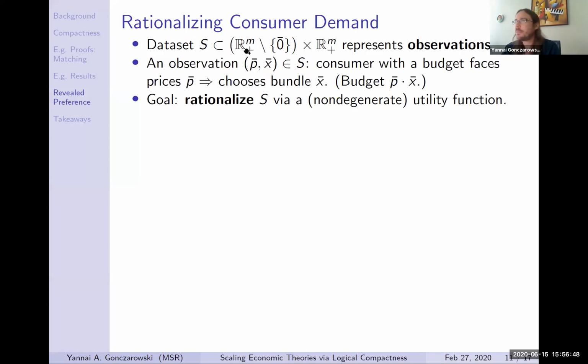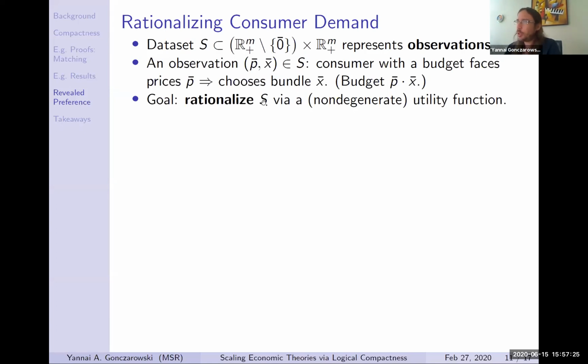A data set is a subset of R^m minus the 0 vector. It represents observations. An observation in S, an observation (P, X), basically means that when a consumer, one consumer, faces prices P, then they choose the bundle X. And this has the inherent assumption that the budget is P times X. So they always maximize their budget.